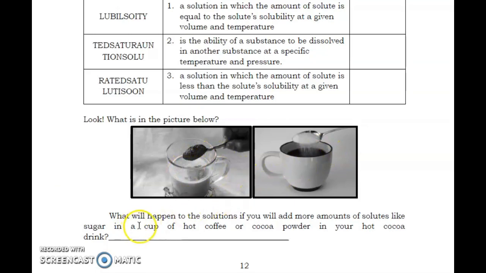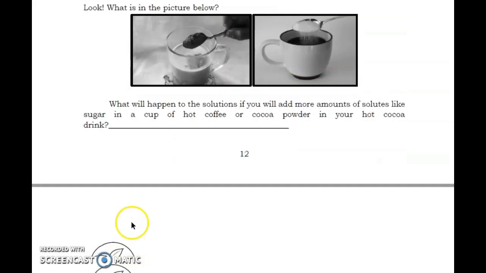So here's the question. What will happen to the solutions if you add more amounts of solutes, like sugar in a cup of hot coffee or cocoa powder in your hot cocoa drink? Let's say, for example, you have a mixture, a freshly prepared hot cocoa drink and hot coffee. What could possibly happen if you add more cocoa powder or more sugar to the hot coffee? Write down your answer on your paper.